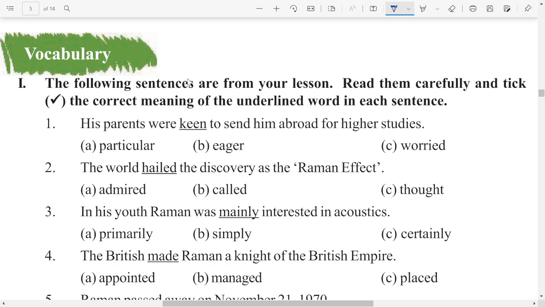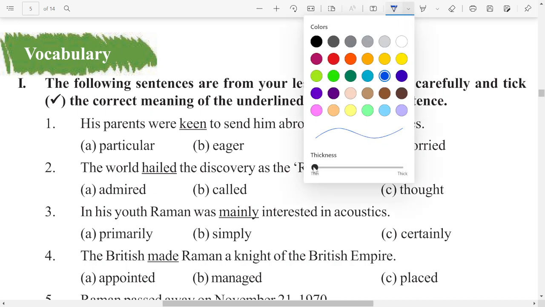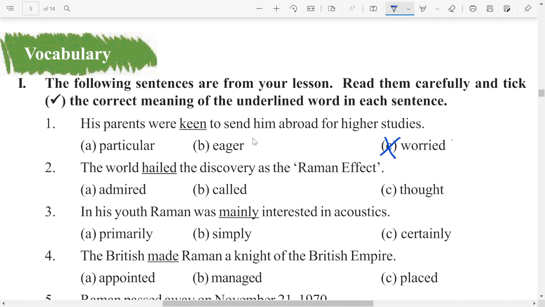Okay, let us look at the first one. His parents were keen to send him abroad for higher studies. What do you mean by keen? Keen means very particular, very eager, very worried. Keen means not worried. You can eliminate the C option here. His parents were keen to send him. Keen in the sense very much interested, very particular. Eager, keen, almost related. But here his parents wanted to send him. They were very particular to send him abroad. So keen here, you can go with the meaning of particular.